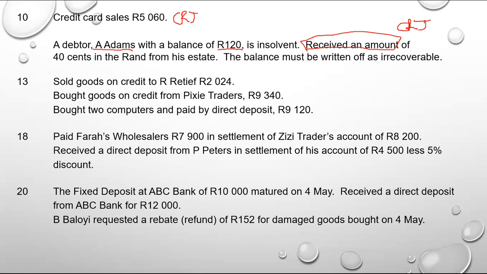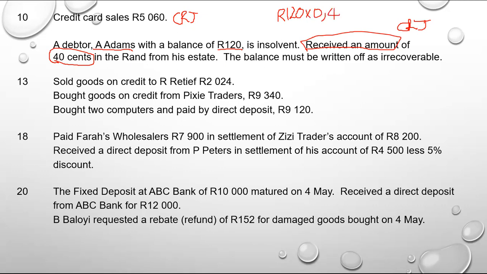And they said, we received an amount of 40 cents, okay? Yeah, but sir, you didn't teach us 40 cents. Guys, 40 cents is the same as 0.4, which is the same as 40%. So you're going to just take that 1,120 and multiply it by 0.4. It's 120. So for every 1 rand that this person was owing, we only received 40 cents, meaning that we did not receive the 60 cents. So you're going to just take this and multiply it by 0.4. 40 cents is the same as 0.4.